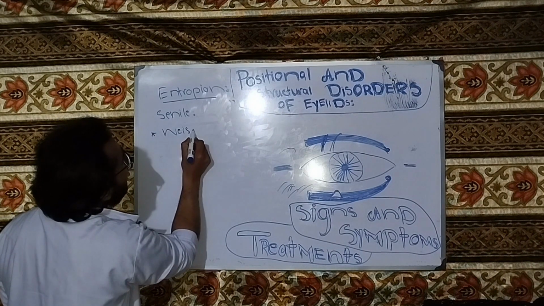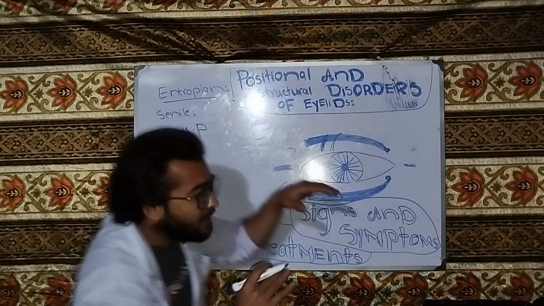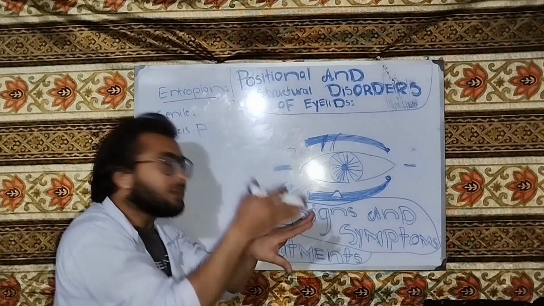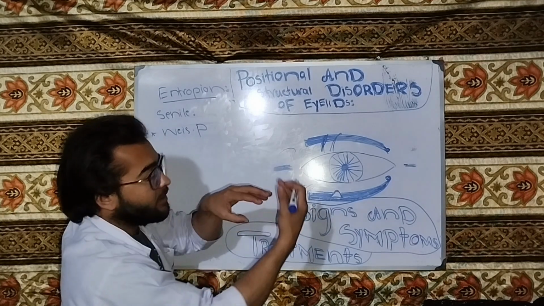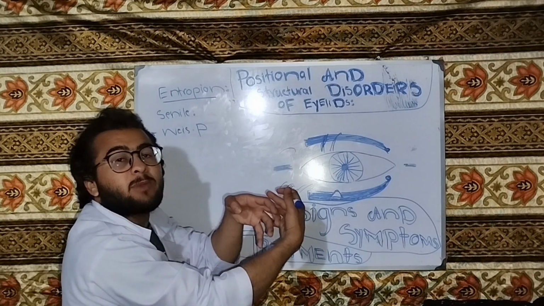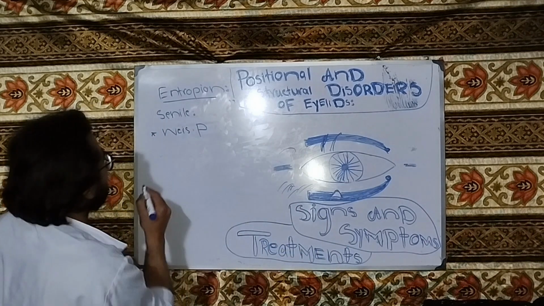In Weiss procedure, what is happening? If this is the eyelid, we will split the eyelid into two, we will cut the eyelid and we will pass the everting sutures. So when we pass the everting suture, the lid margin will be moved away from the globe. So this is the Weiss procedure.